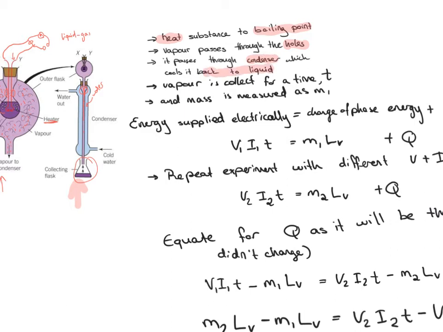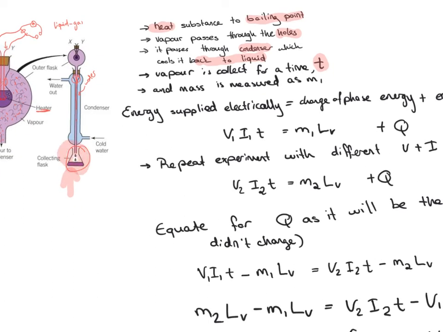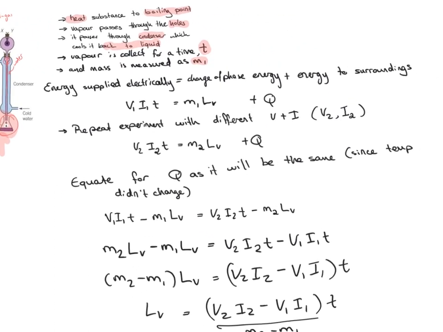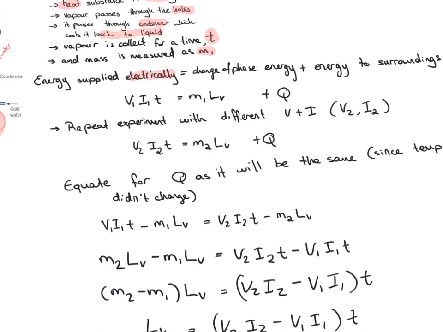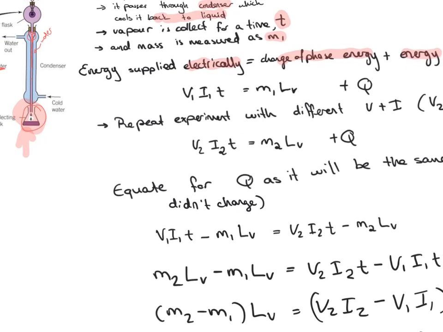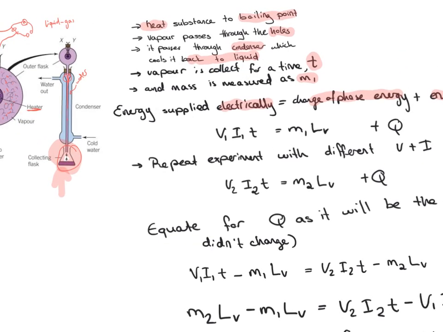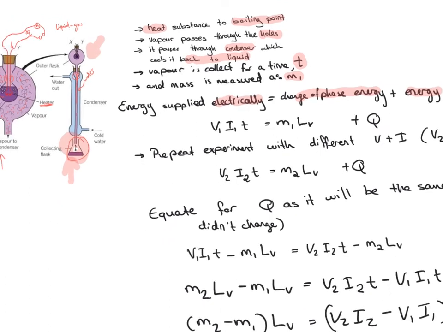The vapor is collected for a fixed amount of time, T. Like I said before, the longer it is, the better. So 15 to 20 minutes is perfect. And what we will do is then take this flask and measure its mass. We're going to call it mass 1. Now we know that the energy that we supply electrically should be equal to the energy of the phase change plus the energy given to the surroundings, because we can't really insulate this setup very well. It's hard to insulate to prevent any energy from escaping.